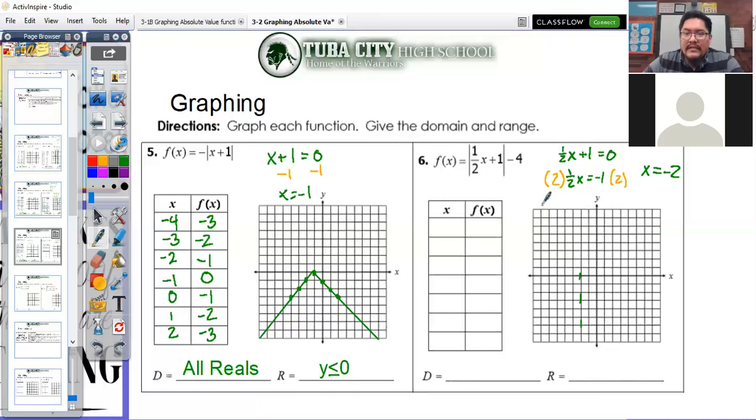So let's go ahead and put in -2 in our middle, -1, 0, 1. And then as I go, I have to go back this way. Let's try to get this one. So 1/2 times -5 plus 1, and then absolute value that, then subtract 4.